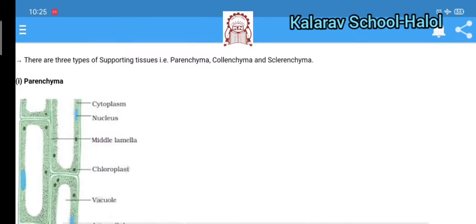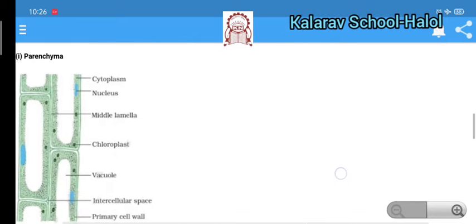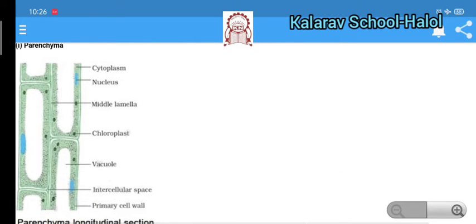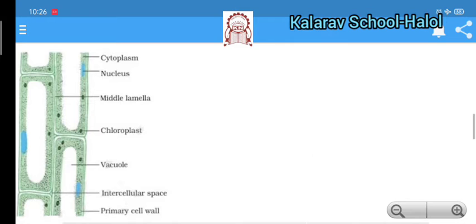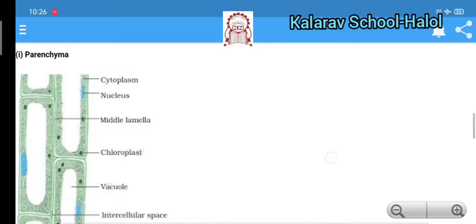Here is a diagram of parenchyma. You can easily see the diagram of parenchyma here. Here there is cytoplasm. The blue colored part is called the nucleus. Here is the middle lamella, the green dots are called chloroplasts, and the large hollow space is the vacuole, and there is the intercellular space and the primary cell wall of parenchyma.